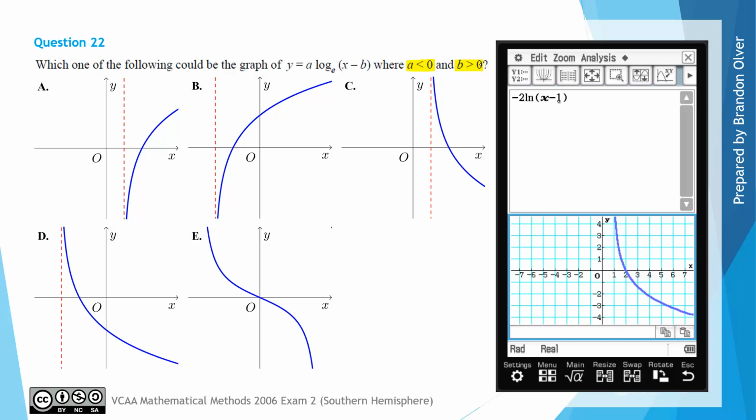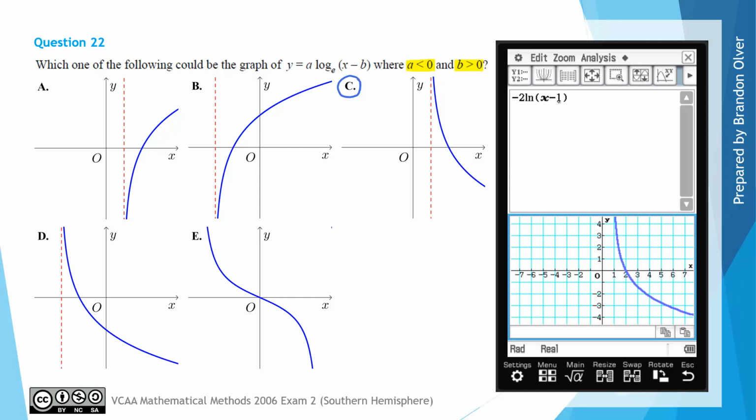So from the calculator, we just saw that C was the most close representation between the specific case that we got on the calculator and those presented to us. So C does turn out to be the correct answer. However, if you wanted to do this without a calculator, it is possible.